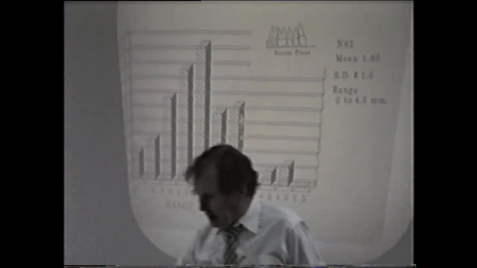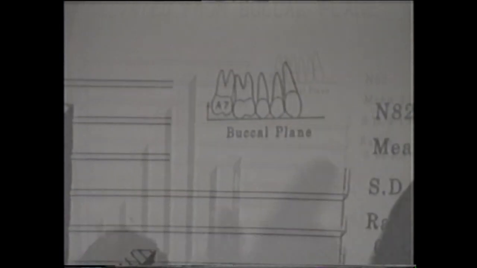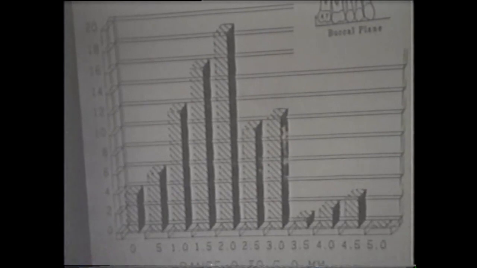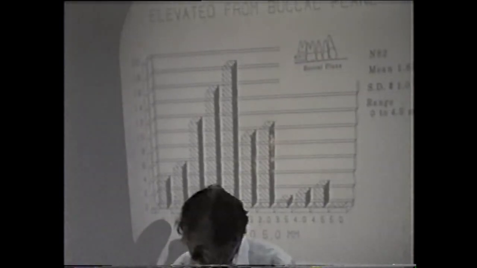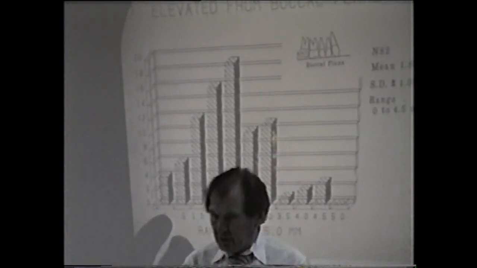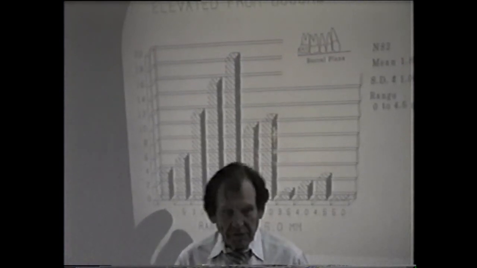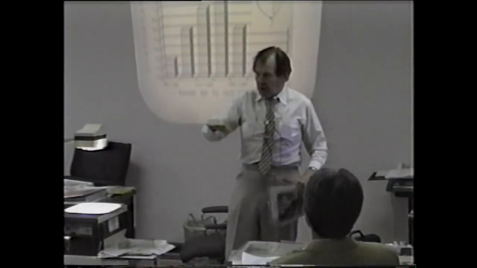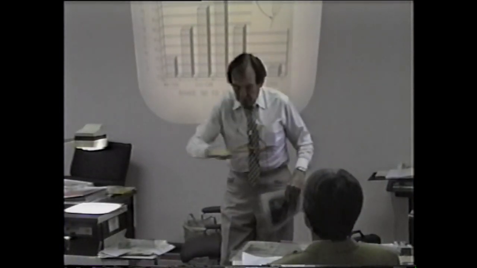We're talking about the buccal cusp. The mean was 1.85. This is a distribution on 82 models. So this is the statistics. Only 4 cases out of the whole sample were on the same plane, with 2 cases as much as 4.5 millimeters up. So when it comes to the second molars, I do not build a flat plane.